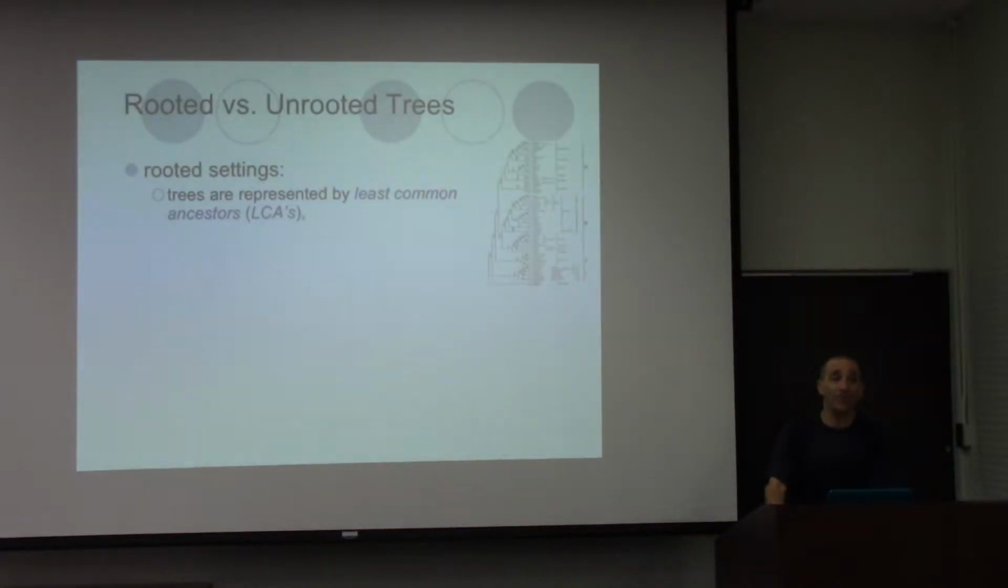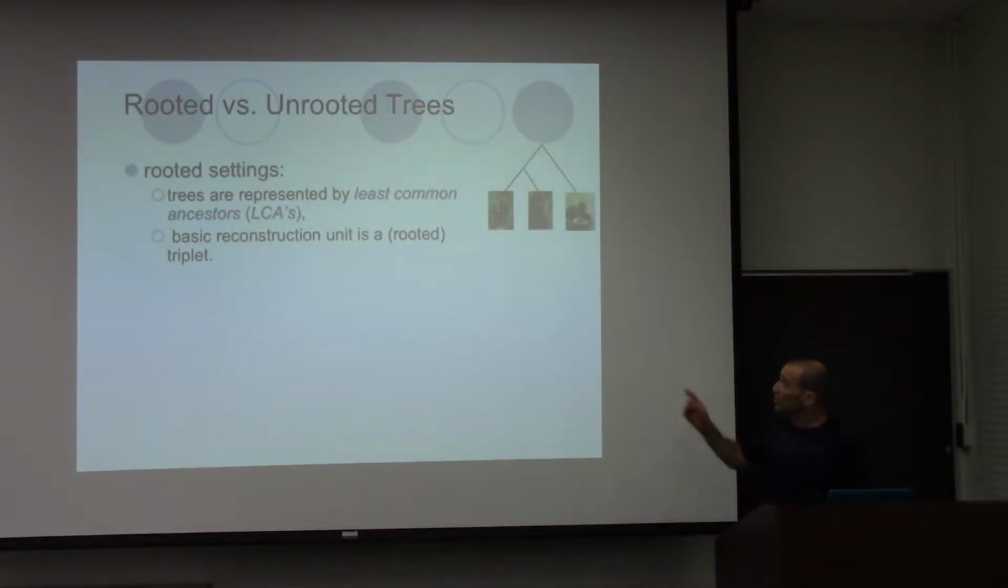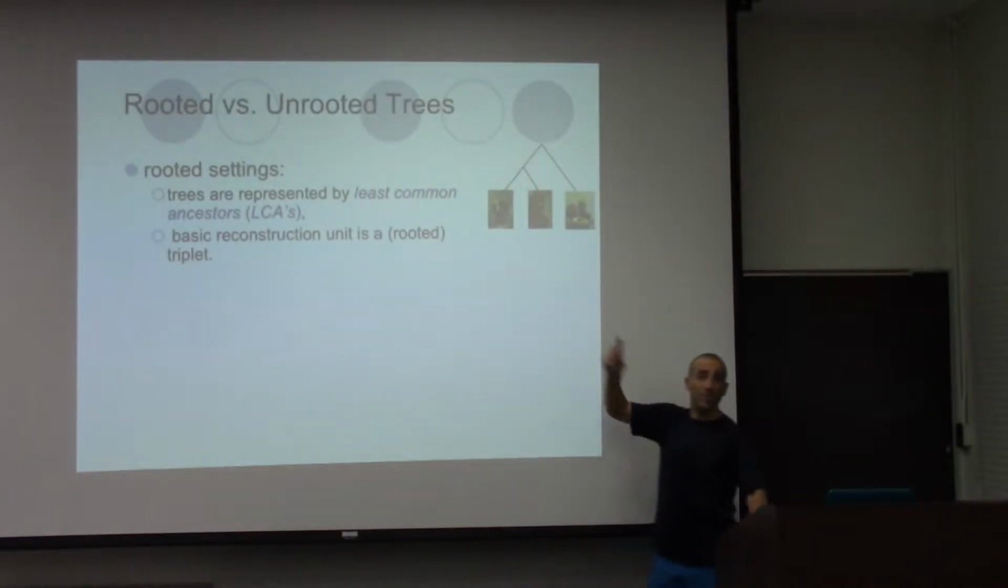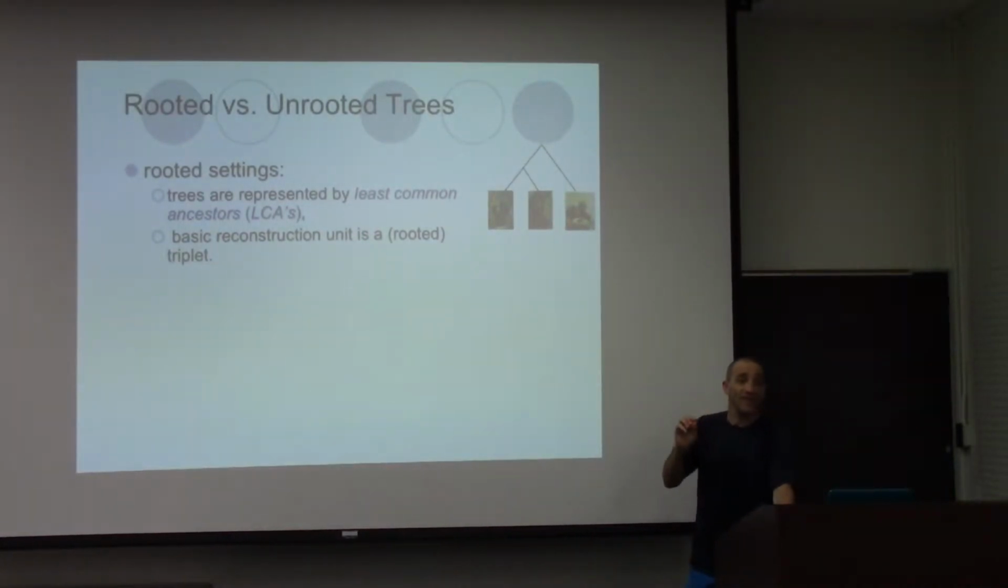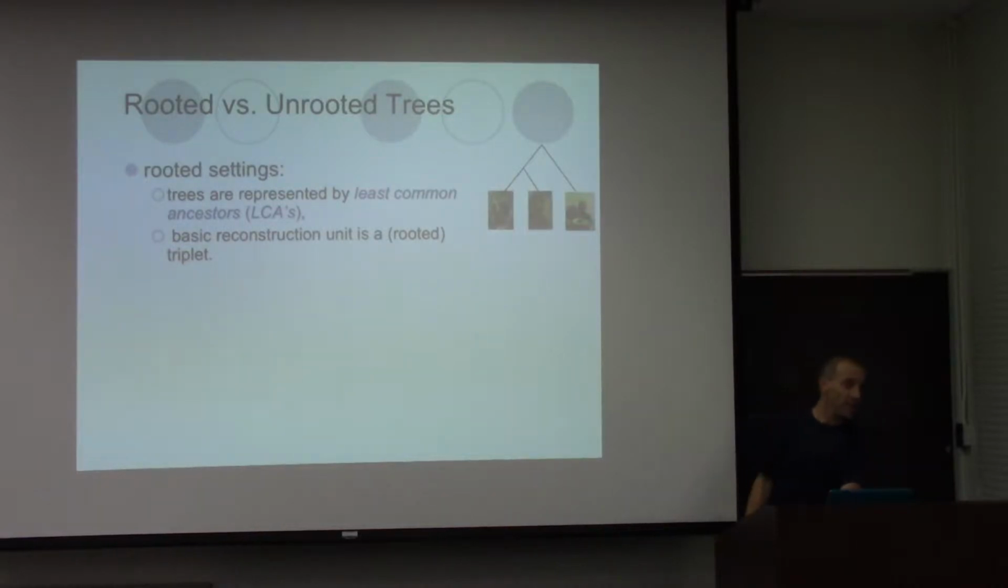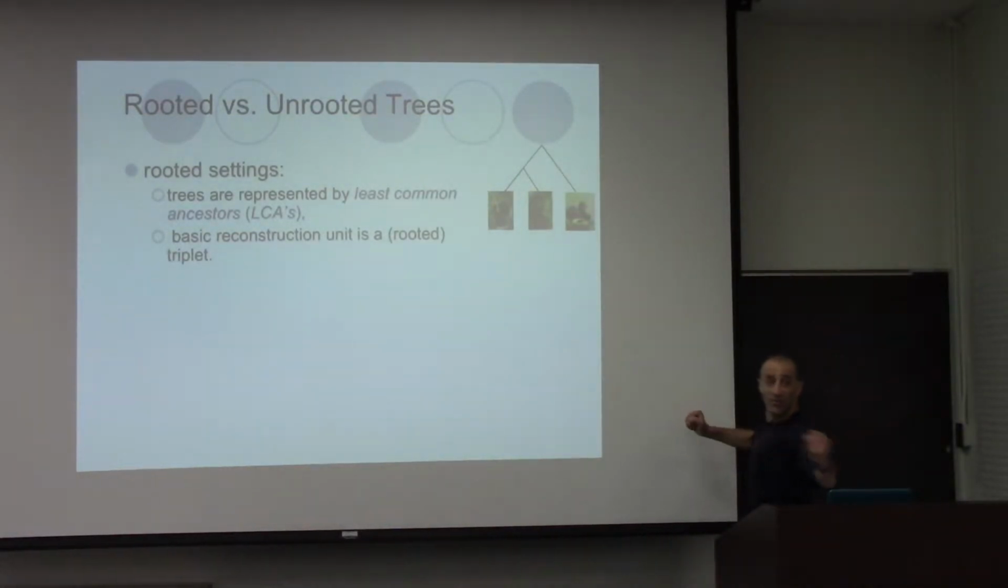So trees are represented by least common ancestors, LCAs, and the basic reconstruction unit, something that if you take any part from it is no longer informational, is a rooted triplet. What the rooted triplet says is that these two taxa might not even be more similar to one another, but they just have a common ancestor, and above that we have nothing. Their common ancestor is a descendant of the common ancestor of all three. This is the only information. They can be very, very far apart.